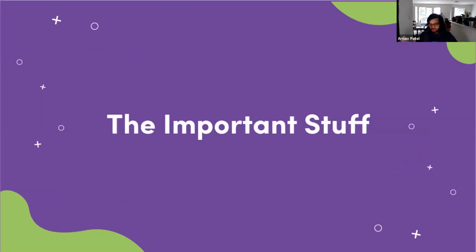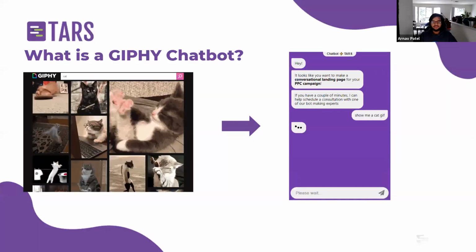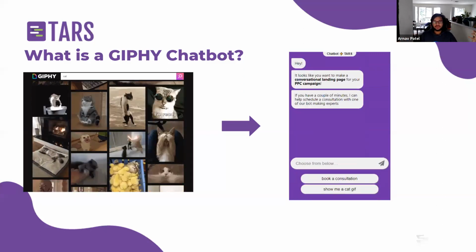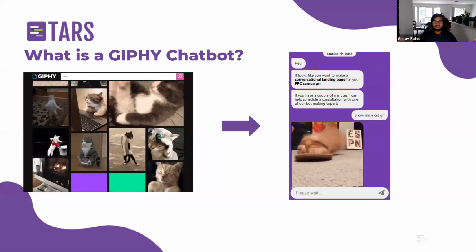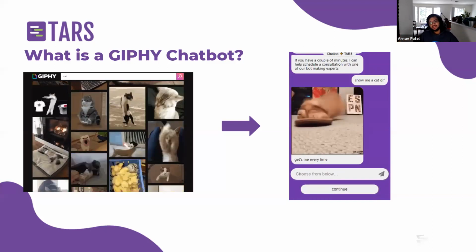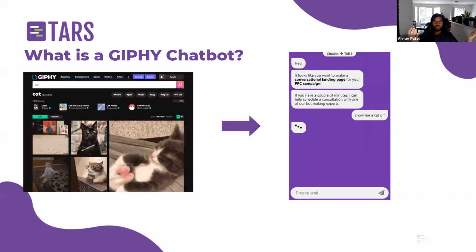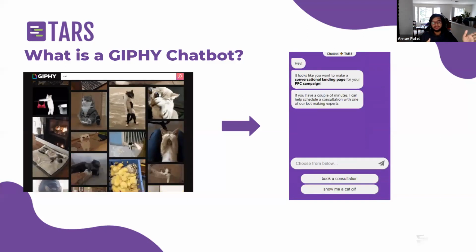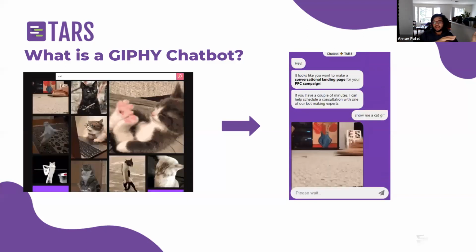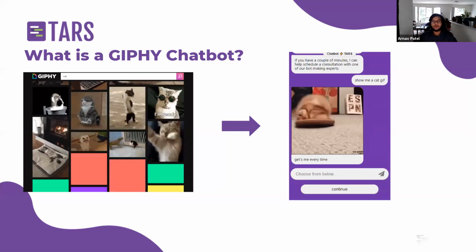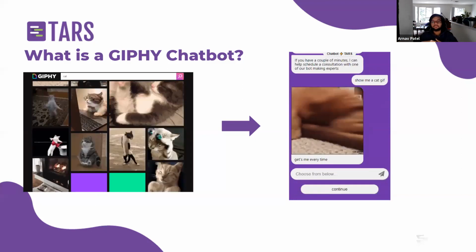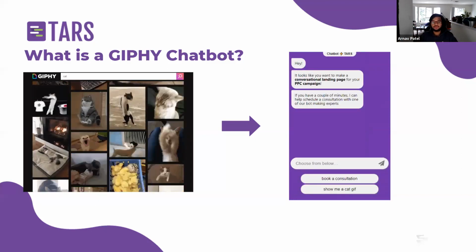And with those intros out of the way, we are ready for the important stuff. Now, I think a good starting point is to, first of all, define what a GIPHY chatbot is. So we're integrating GIPHY into your chatbot. What does that look like? What does that mean? Essentially, as I mentioned earlier, we're tapping into GIPHY's massive GIF library, and we're using that library to dynamically pull GIFs into our conversational landing pages and chatbots to make our lead generation flows more engaging.